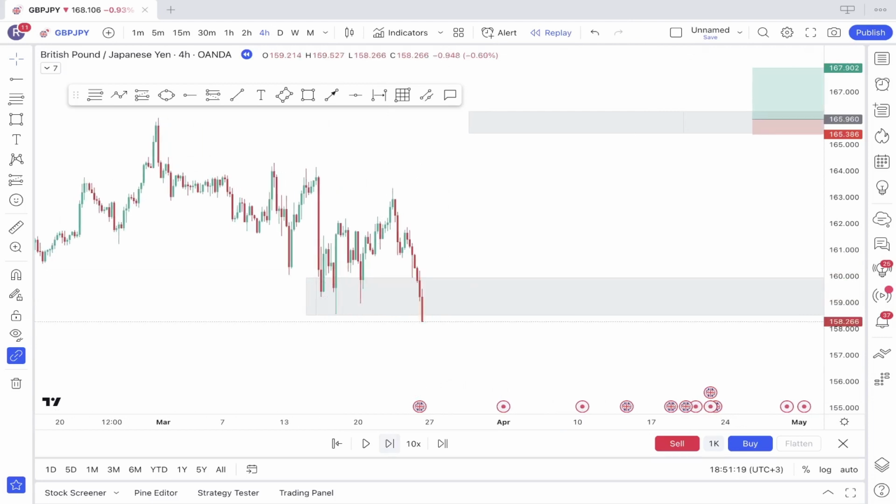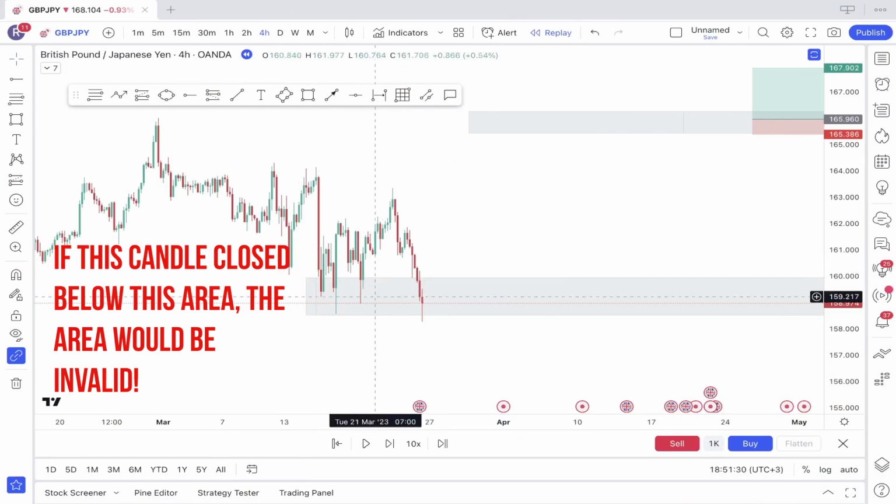Now I would look for buys in this level. I would wait for a candlestick pattern. Check this out. If this candle would have fully closed below this zone, then this zone wouldn't have been breached for me. Okay, but since it wasn't, I am still looking for buys.